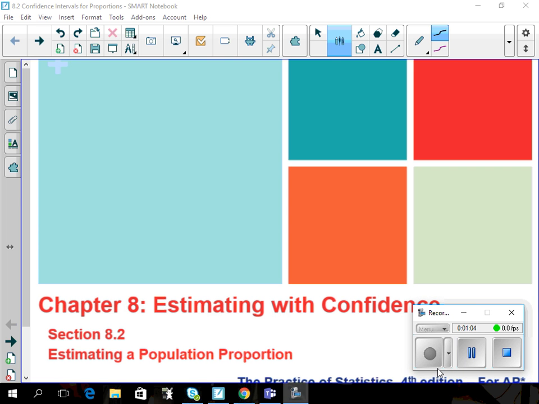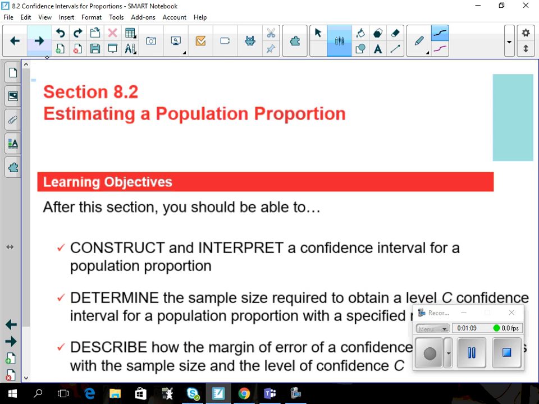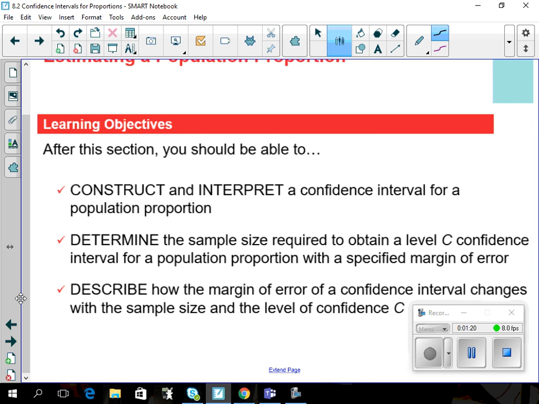So let's talk about what it means specifically with proportions. This is what we're going to be able to do today, okay? We're going to be able to construct and interpret a confidence interval specific to proportions. We're also going to do some work with some of the formulas. We're going to be able to determine a sample size that we need to collect in order to achieve a level of confidence with a specified margin of error. And we'll talk about what that means. But we're basically going to be solving for n.